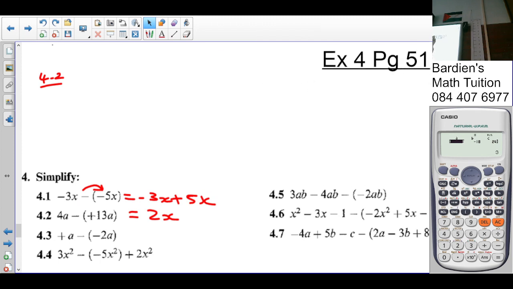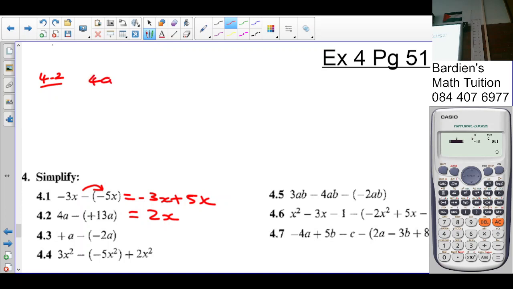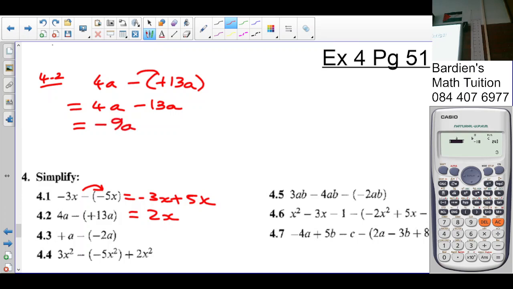Let's do 4.2. In 4.2, you got 4a minus plus 13a. So what's the first thing we need to do there? Brackets, get rid of the brackets, multiply that out. Then it's going to give you 4a minus 13a. So what is 4a minus 13a? Negative 9a.